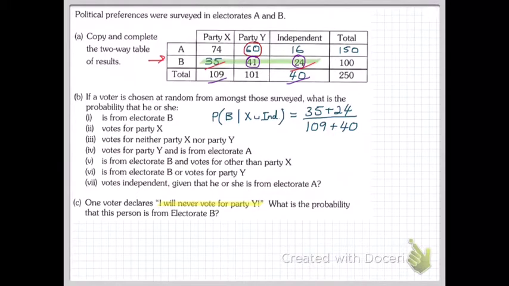So this problem is a little bit different than what we've done before, because we need to work out the number of people in the sample space a little bit differently. We're combining two totals instead of just looking for one. So those numbers work out to be 59 over 149, which equals 0.40.